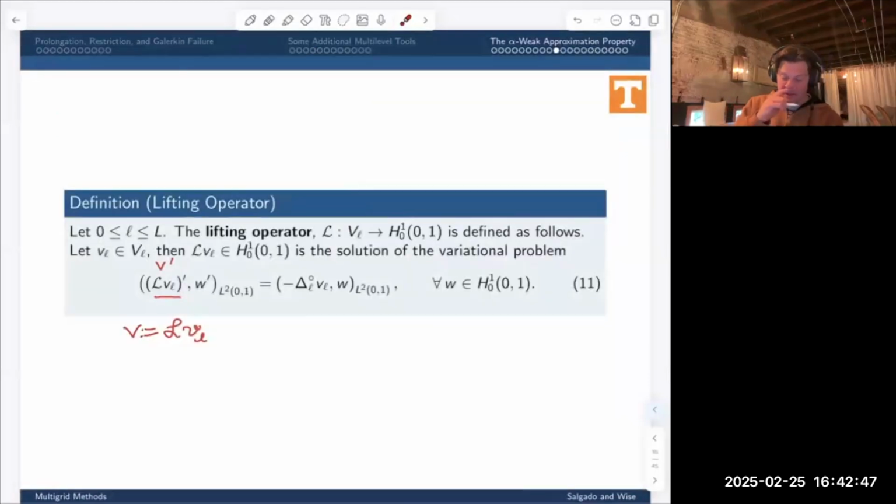Okay. So if I can act on discrete functions with this operator, that just gives me something back in the space V_L. All right, so that's in V_L. Remember I said all we need for this thing to be well defined is that this object here has to be in L2. So the question is, is it in L2? Answer: yes, because V_L is a subspace of L2 functions.